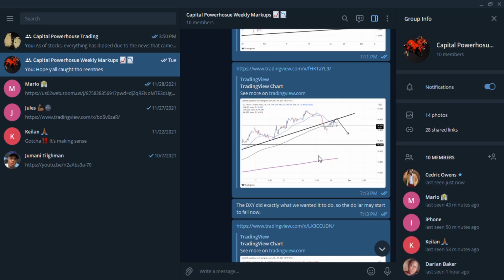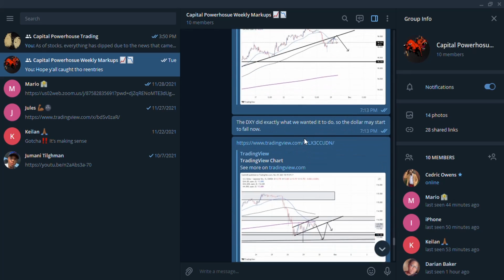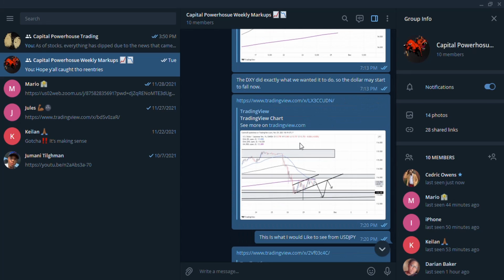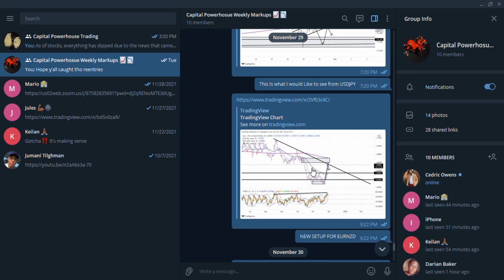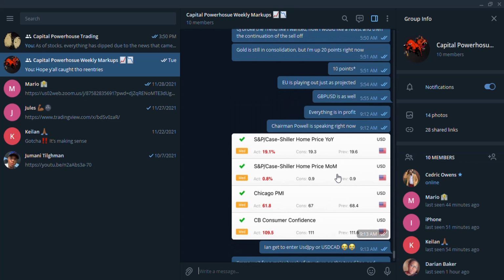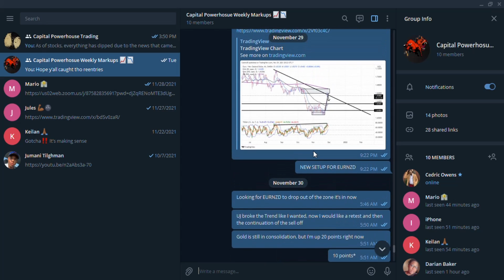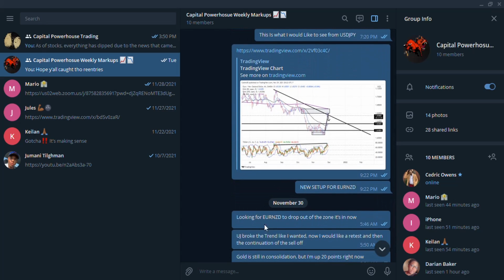This is the DXY. It ended up playing out exactly like how we said it would. It came back up, retested the trend line, and dropped, which caused the US dollar to drop. And here I was looking at USD JPY. I saw that this trend was forming, so I wanted to trade off the break. I wanted this to break the trend, sell down, come back up and retest. So I'm just showing you guys the updates of my trades and how I wanted them to play out, how I read them, and showing you proof that these trades were sent out before they played out the way that they did.